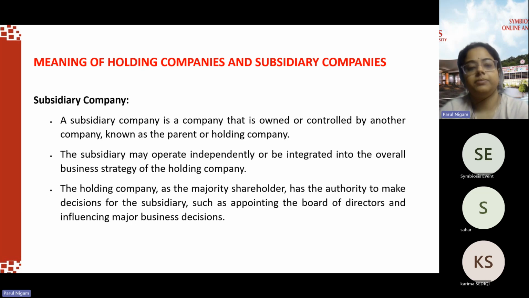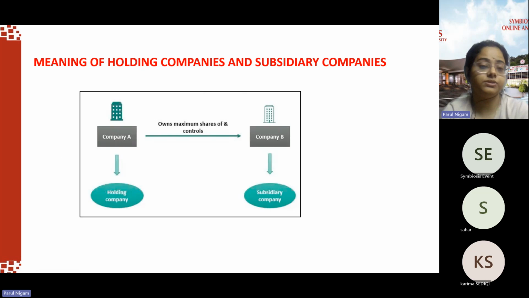Then subsidiary company. It is a company that is owned or controlled by another company, known as the parent or holding company. The subsidiary may operate independently or be integrated into the overall business strategy of the holding company. The holding company, as the majority shareholder, has the authority to make decisions for the subsidiary, such as appointing the board of directors and influencing major decisions. So these are basically the powers a holding company has in the subsidiary company: the authority to make decisions like appointment of the board of directors and whenever they are taking any major business decisions.